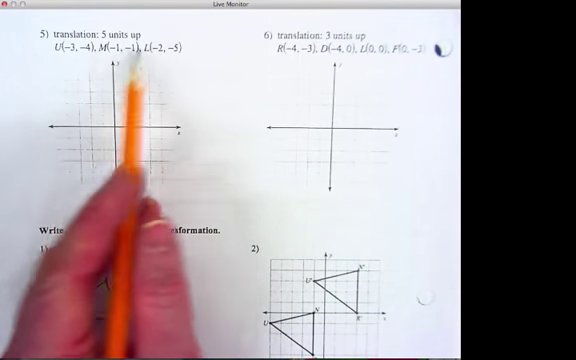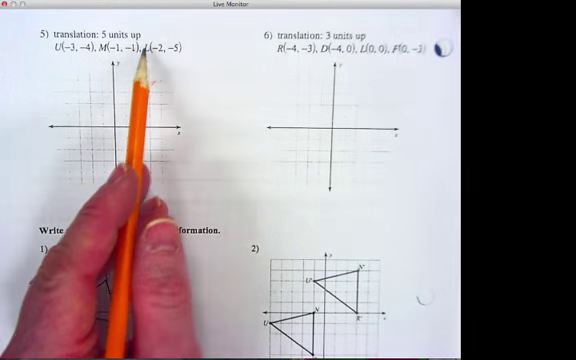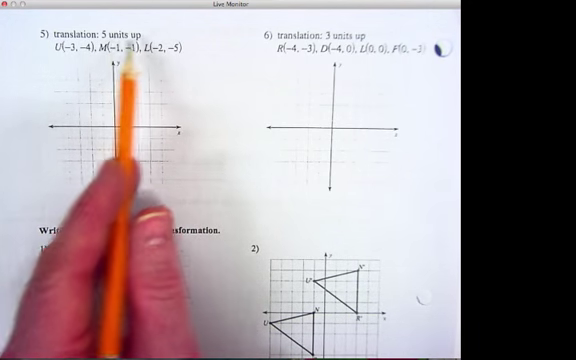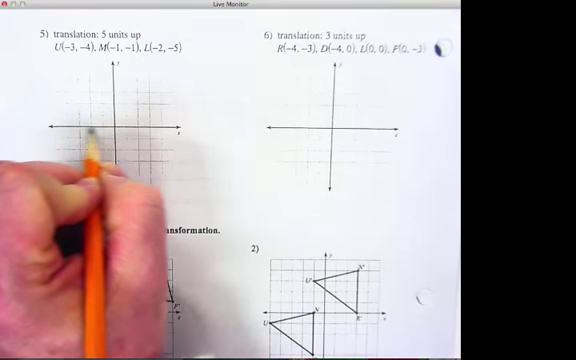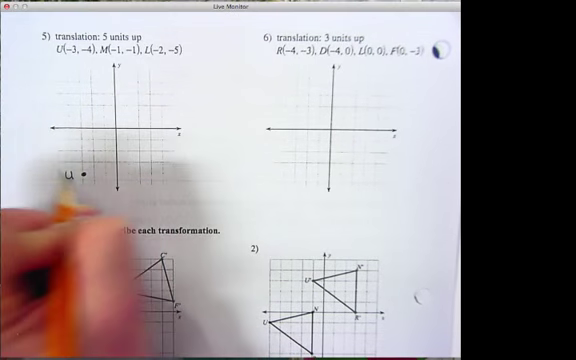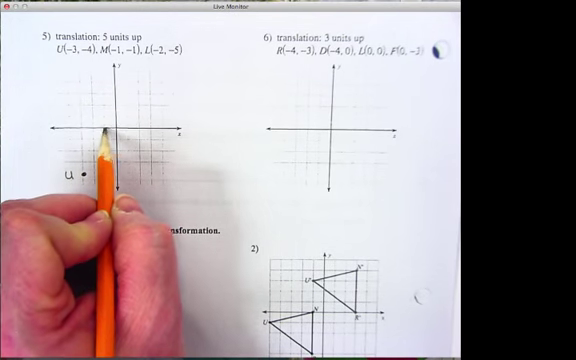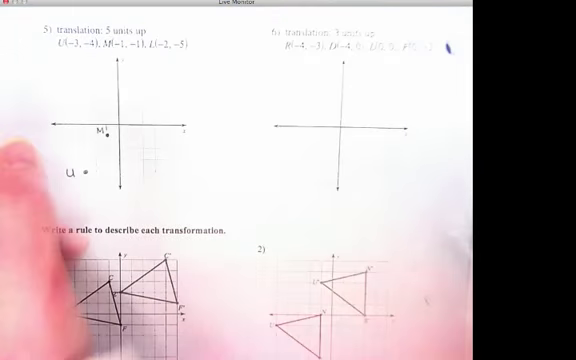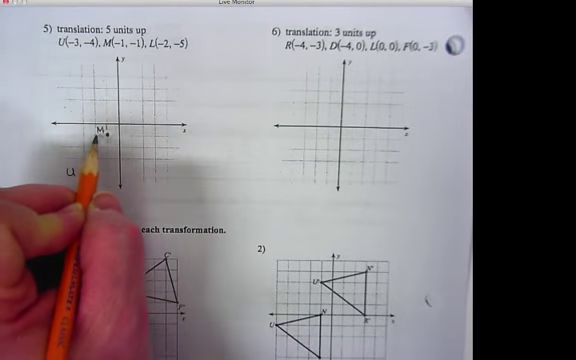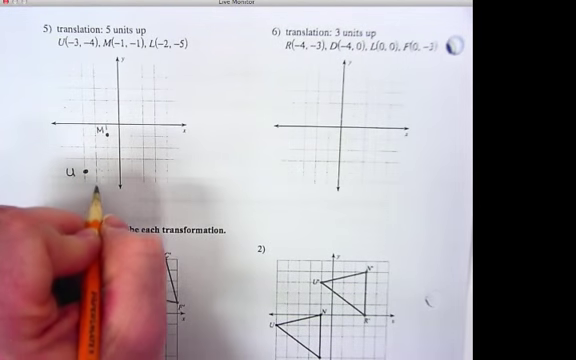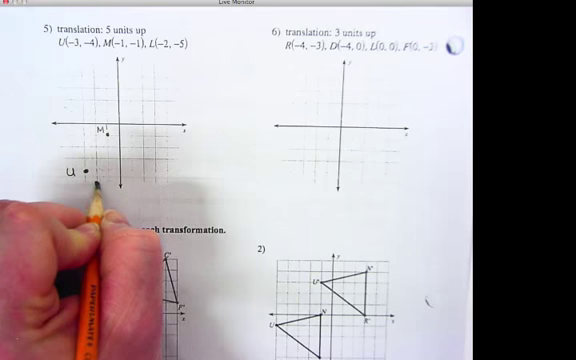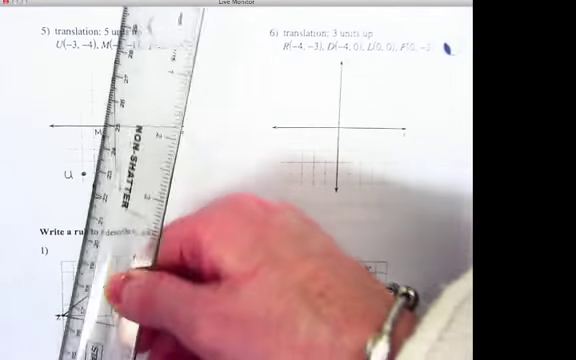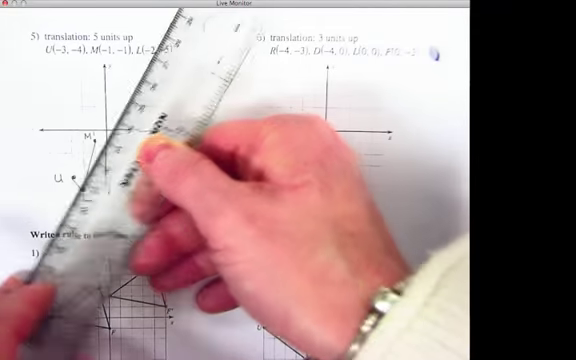up, but I don't have it written out yet. So I need to go ahead and plot that, and then I'm going to translate it 5 units up. So we're going to plot -3, -4. That's my pre-image. M is -1, -1. Oops, no prime there. And L is -2, 1, 2, 3, 4, 5. It's a little hard to see on my graph. I hope yours is a little bit better. Okay, now I'm going to connect all those, and I have a little triangle.